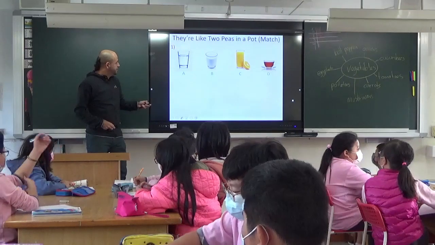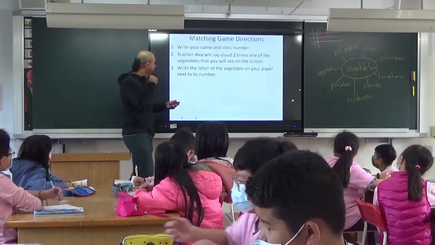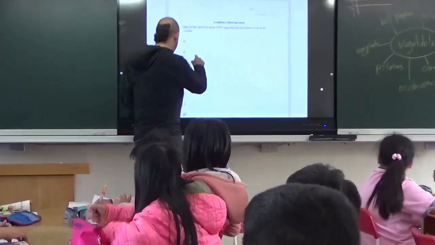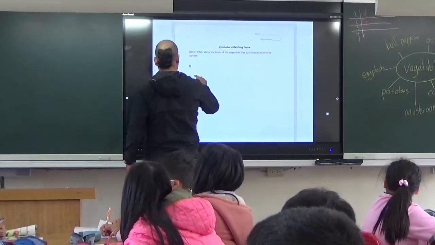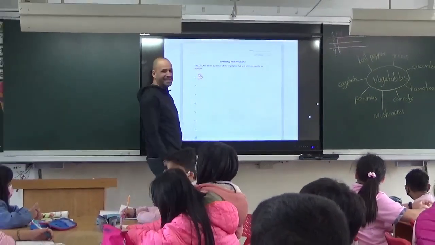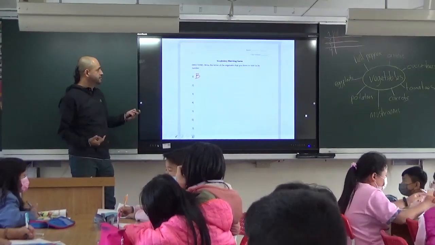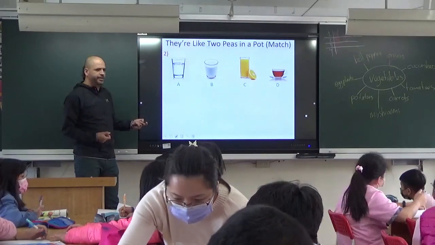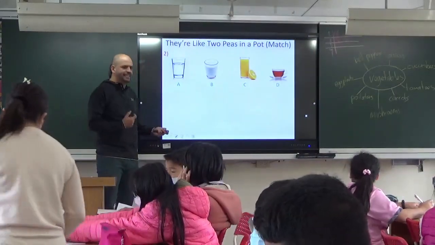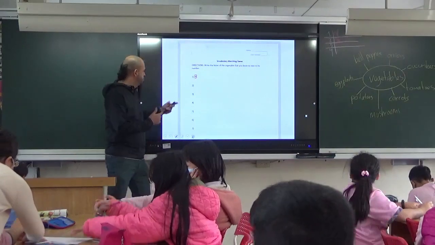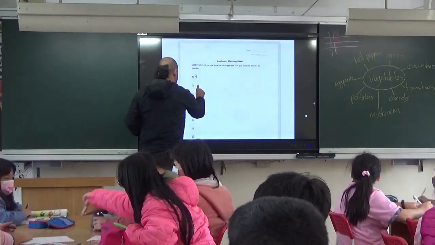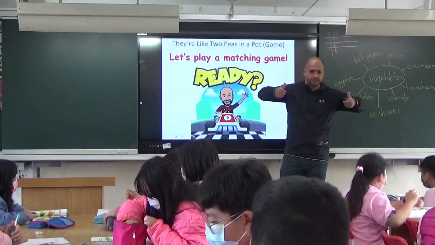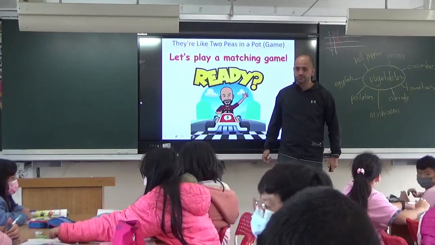So here, you're going to write down the letter. So you see A, B, C, or D. So you would have to write down B, right? Just B, just the letter, okay? Write down the letter. And then, I might say number two, T. So T, right? I will write T. Okay? So you understand? Are you guys ready? Not yet. So are you ready?